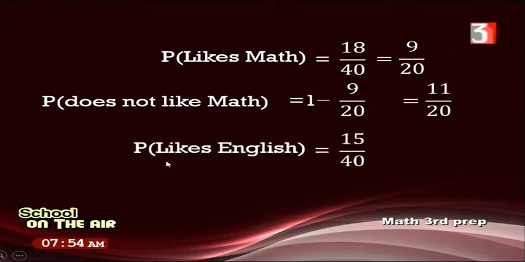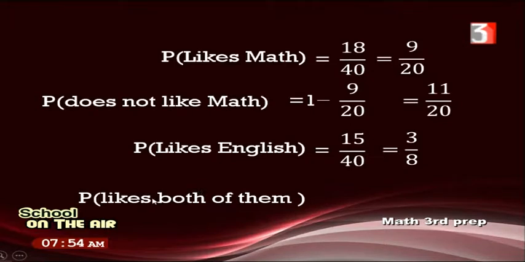If we want to get the students who like English, we will count the number of elements inside our oval B, 15 over 40. In simplest form equals 3 over 8. If we want to get P of like both, it means that we will get the elements inside A and B together, the intersection between the two events together. If both of them, it means that we will get the intersection: 8 over 40 equals 1 over 5.